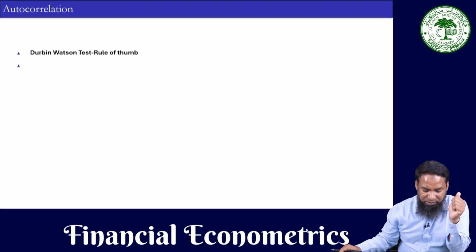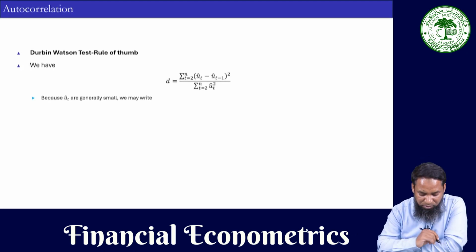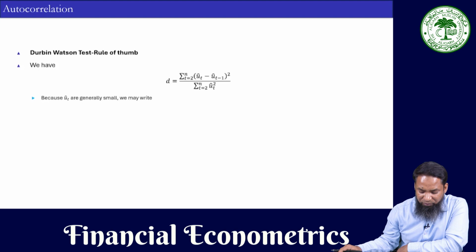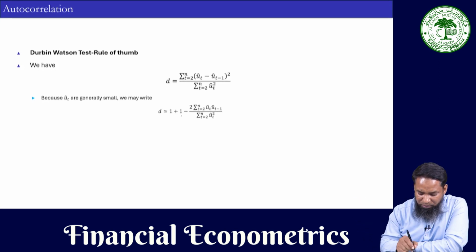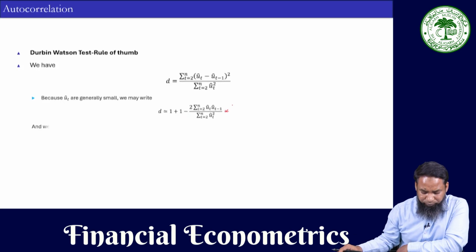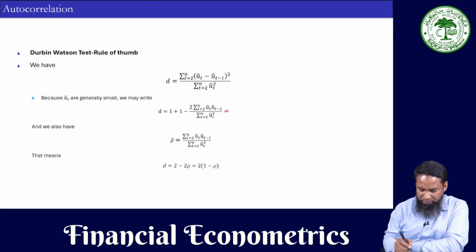That rule of thumb basically is this: because the ut hat are generally small, we can modify this equation and write d as equivalent to 1 plus 1 minus this particular equation here. In that case we also have that rho is basically this particular value. So, in simple terms, the value of d will be equivalent to twice into 1 minus rho.